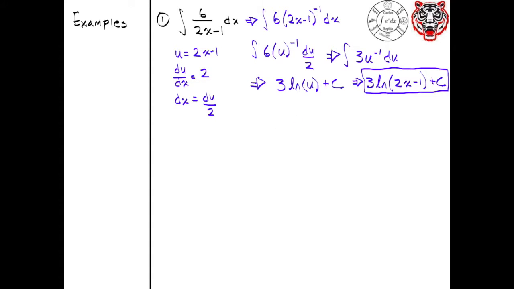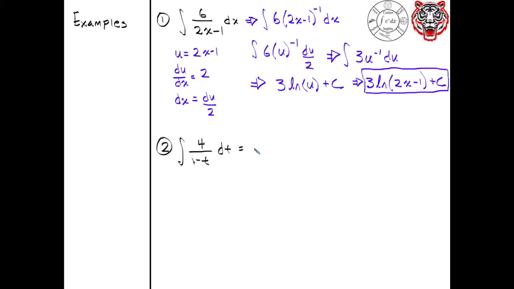Let's try another one. Let's try number 2. So let's evaluate the integral of 4 over the quantity of, let's say, 1 minus t, and we'll say all of that is with respect to t. If I had dx here and t here, that means we're in multivariable calculus. Make sure your t's match each other.